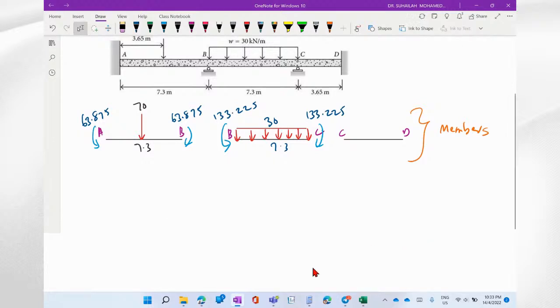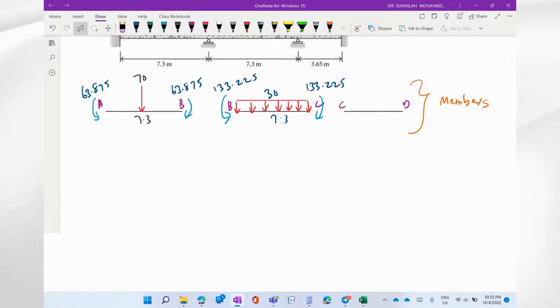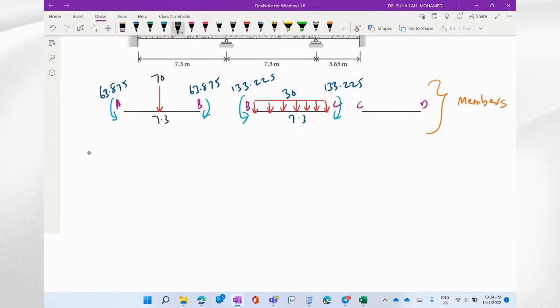Okay, we have joint A. Joint A is fixed. B is roller. C is roller. D is fixed. So this is A, B, C, and D.